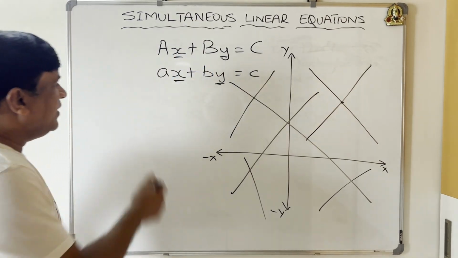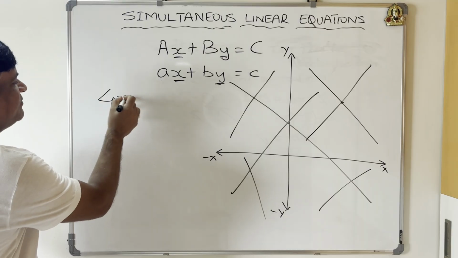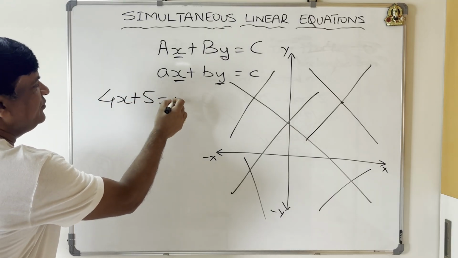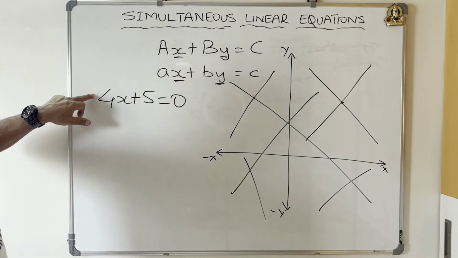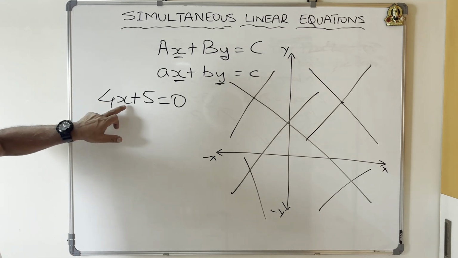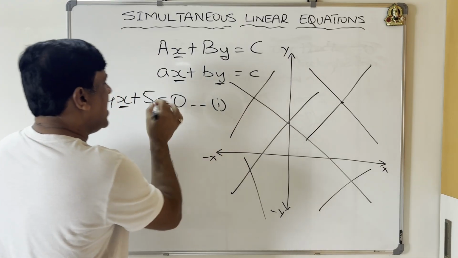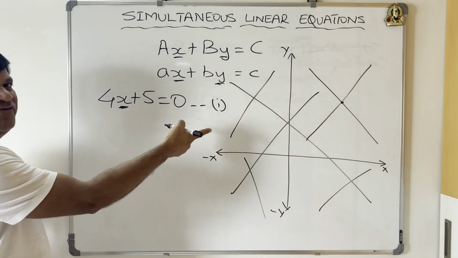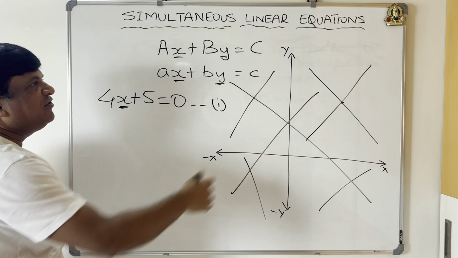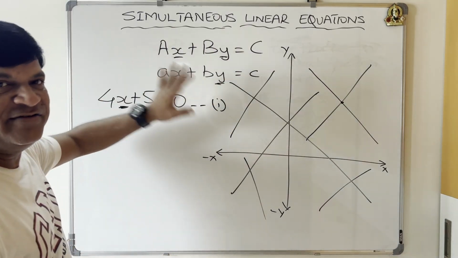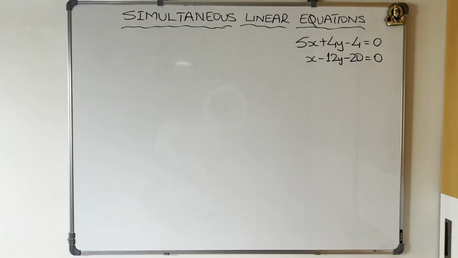Earlier I showed you that example, 4x plus 5 equal to 0. Do you need two equations over here to find out the value? No. There is only one variable, so with only one equation I should be able to find out the value of x. So that is the whole concept of simultaneous linear equations.